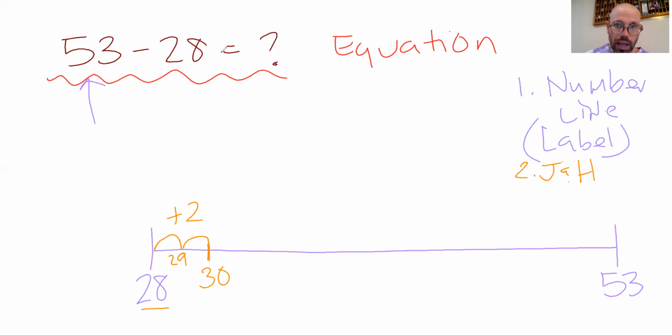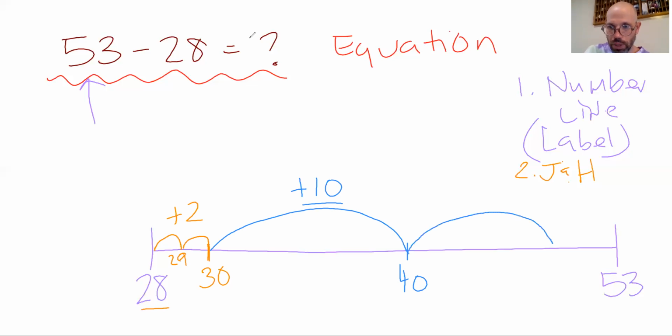I did 2 hops. Now that I'm at 30, the cool thing is I'm going to start doing these big jumps, right? I'm going to jump by 10s. So I'm going to go from 30, and I'm going to jump, and that gets me to 40. And I know that that's a space of 10, right? So I'm labeling that. So again, I did 2 hops and 1 jump. And now let's do another jump and get us right there to 50. So that's plus 10 again.